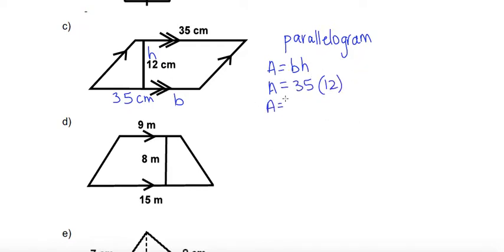And you are more than welcome to use a calculator to do these calculations. I don't expect you to do some of these larger calculations in your head. So using a calculator, if I take 35 times 12, I end up with an answer of 420. My units are centimeters, and because it's area, I square it.